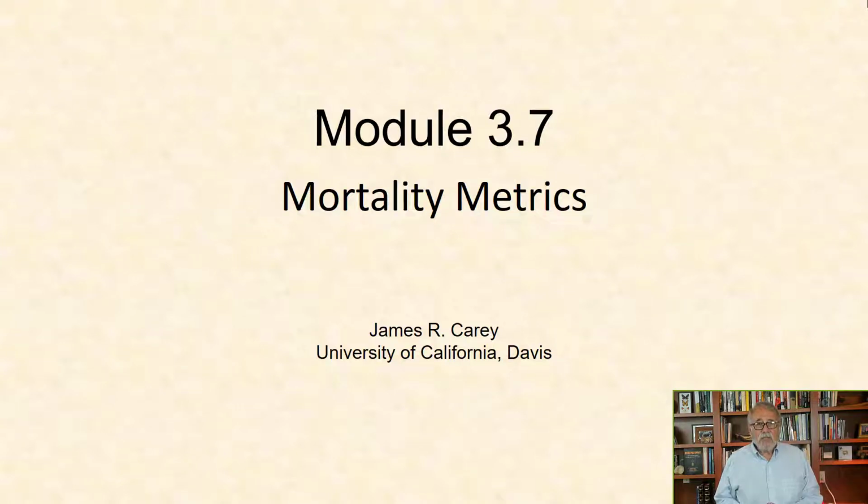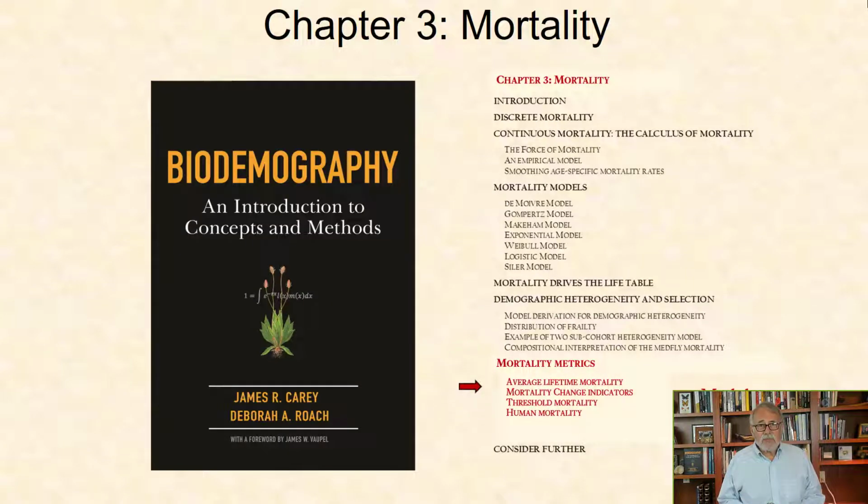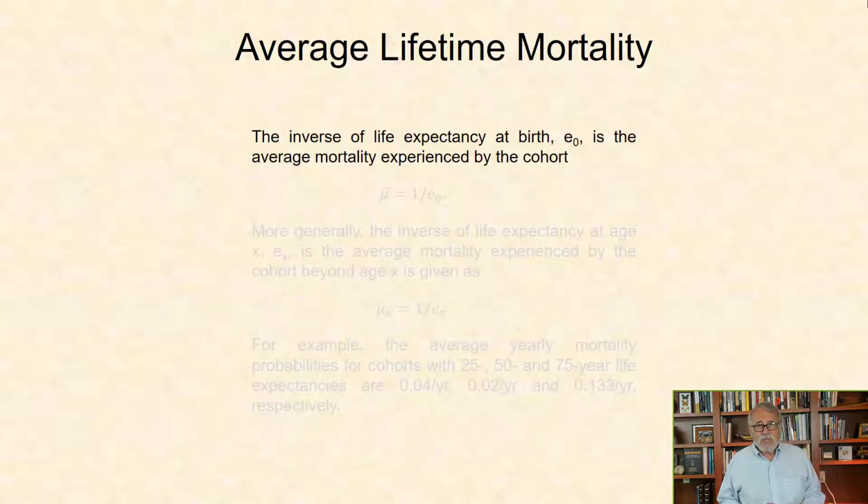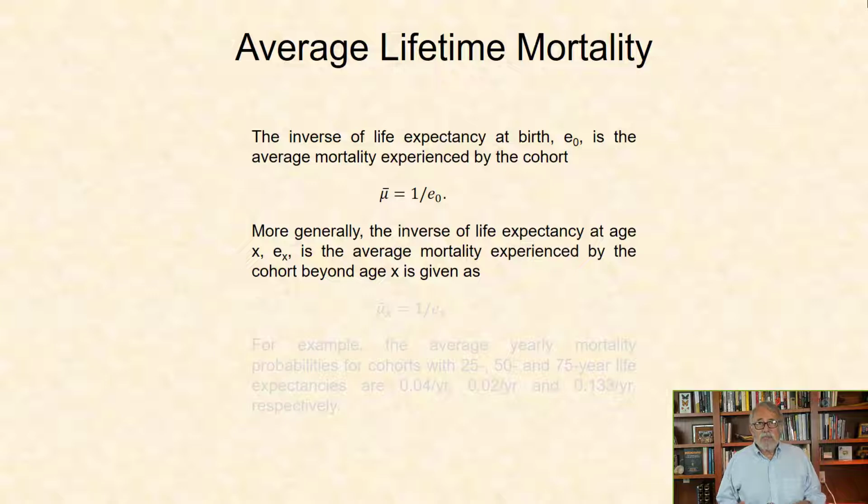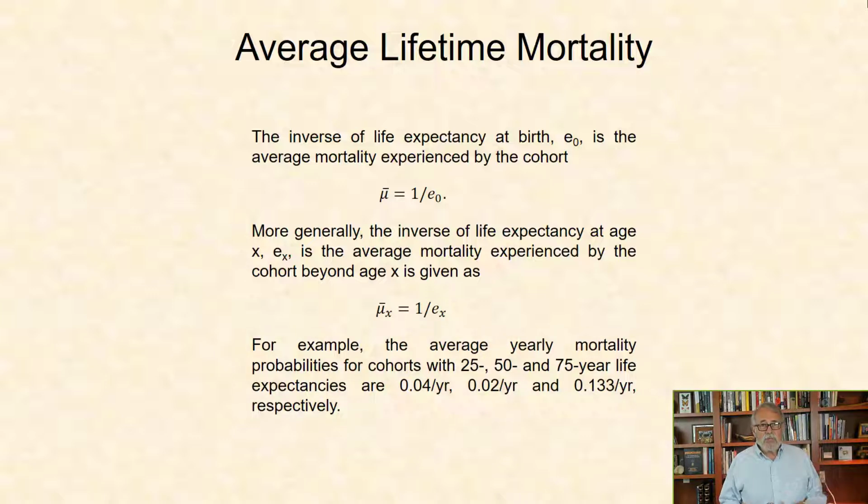In this last module of Chapter 3, Mortality Module 3.7, I described 4 of the 7 mortality metrics covered in the Biodemography book. The first of these is average lifetime mortality, which is the inverse of life expectancy at birth, E0. More generally, the inverse of life expectancy at age X gives the average mortality experienced by a cohort beyond age X. For example, the average yearly mortality probabilities for cohorts with 25, 50, and 75-year life expectancies are 0.04 per year, 0.02 per year, and 0.133 per year, respectively.